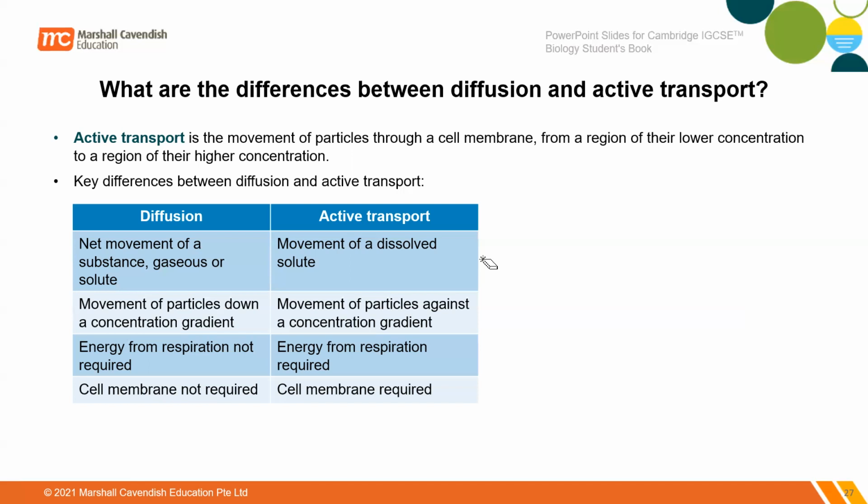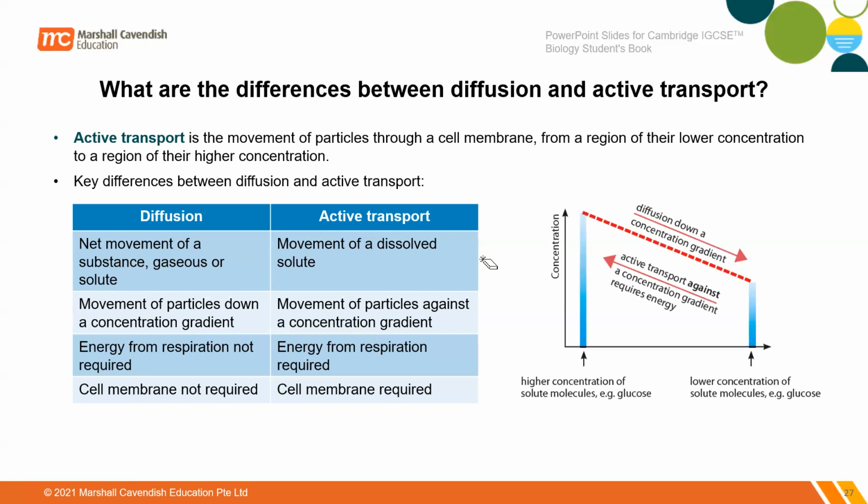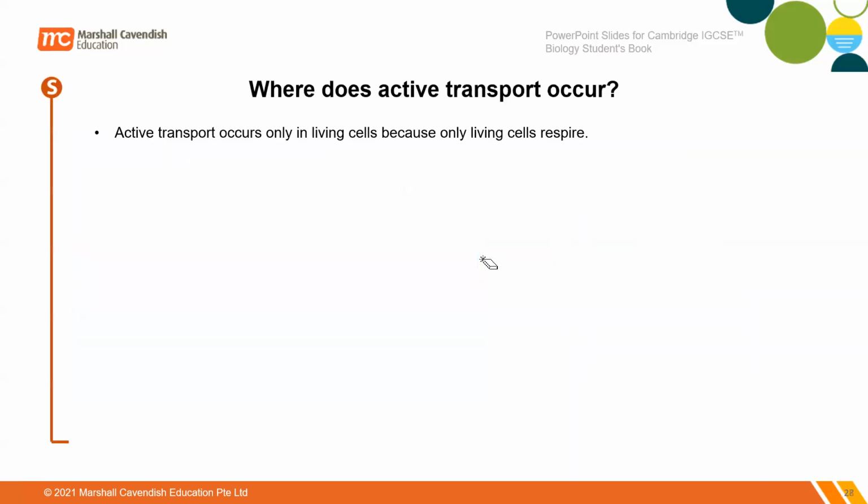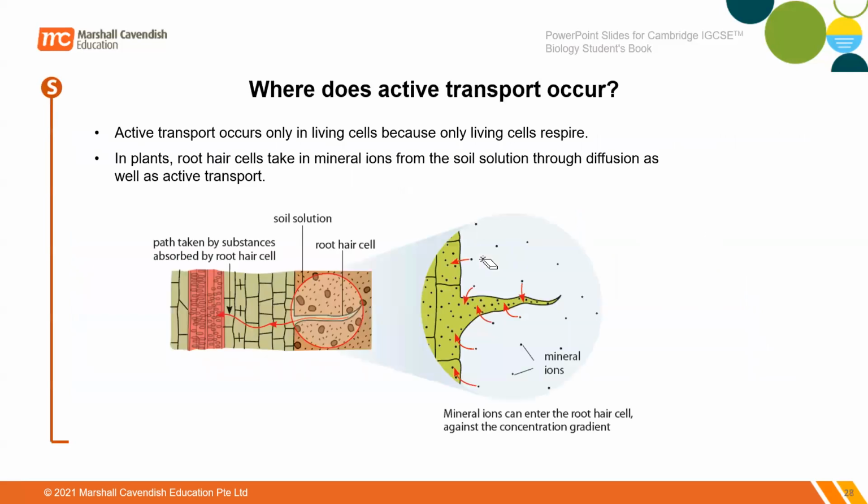This happens through the cell membrane and some protein channels in the cell membrane. So it is from low concentration to high concentration. Okay, it happens, as we said, for the mineral ions. It occurs only in living cells because when we have respiration, we have energy, and we can use this energy in order to move specific particles.